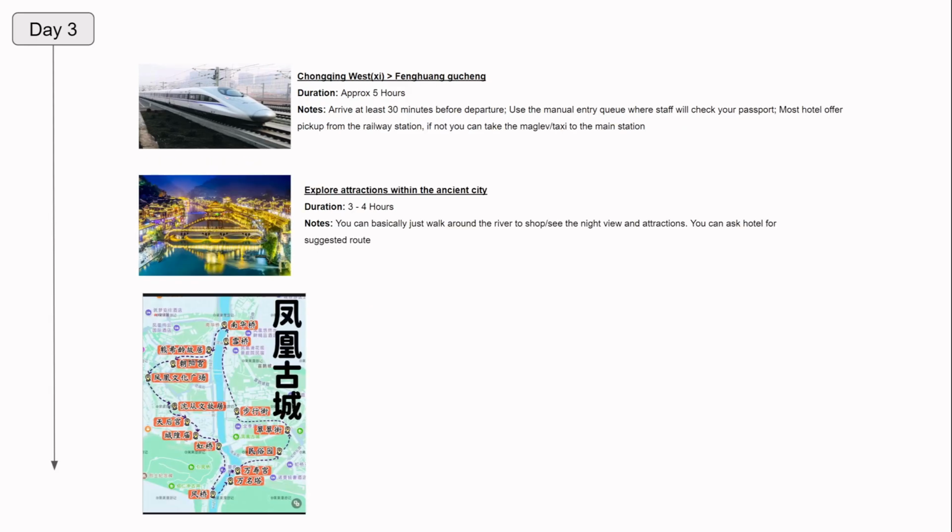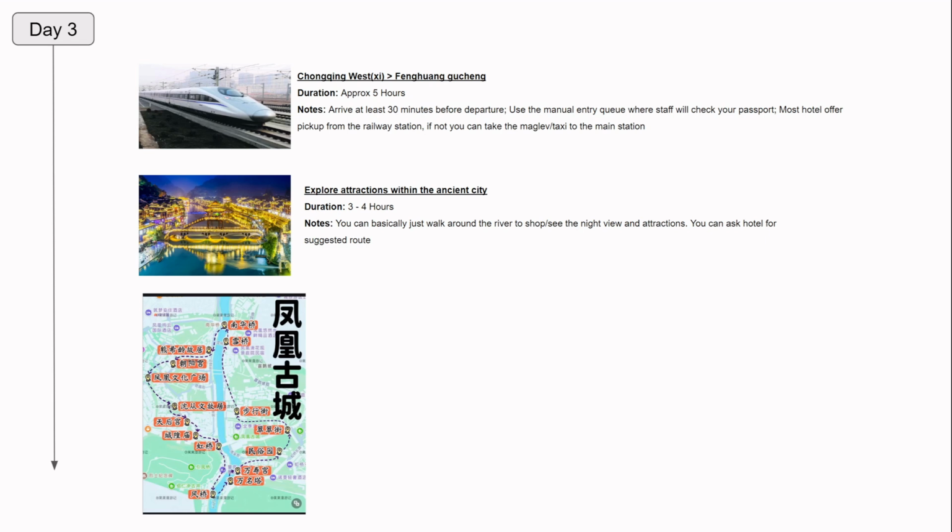From day three onwards, we will leave Chongqing and go to Fenghuang Ancient City. You can take the train from Chongqing West to Fenghuang, which takes approximately 5 hours. Pro tip: most hotels in Fenghuang offer pickup from the railway station, so you can ask them to pick you up. If not, you can either take a maglev, which is sort of a train, or a taxi from the railway station to the main Fenghuang Ancient City.